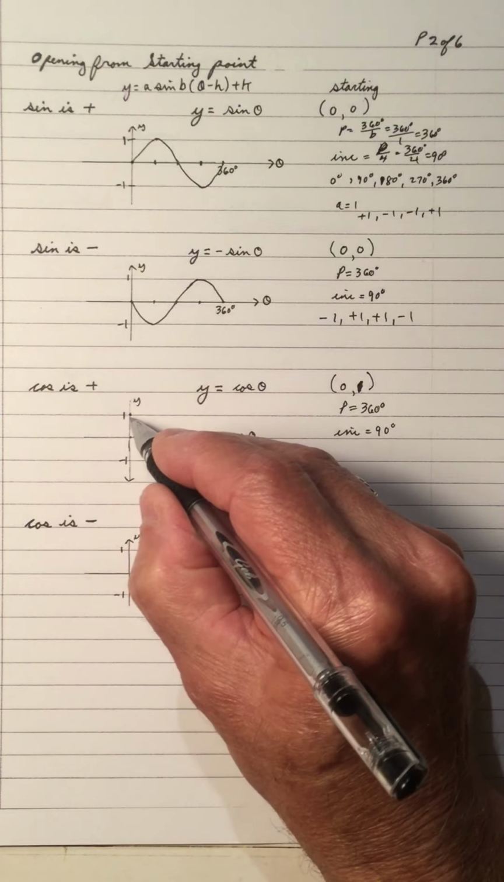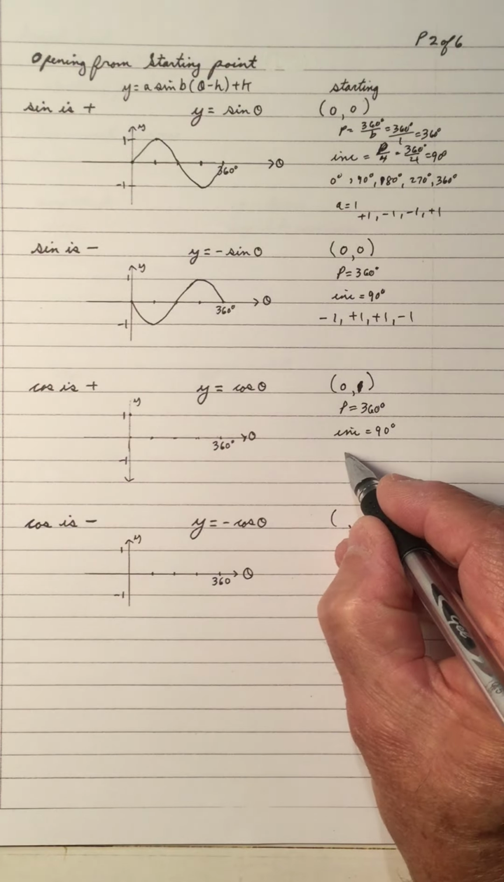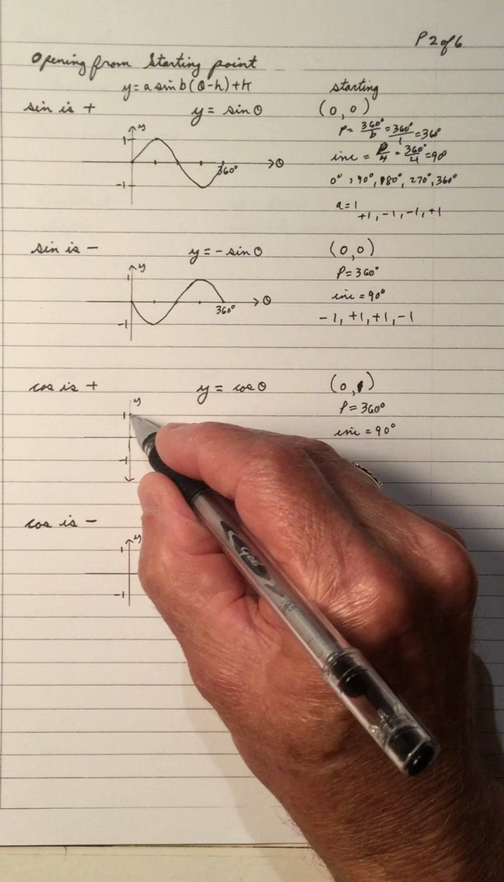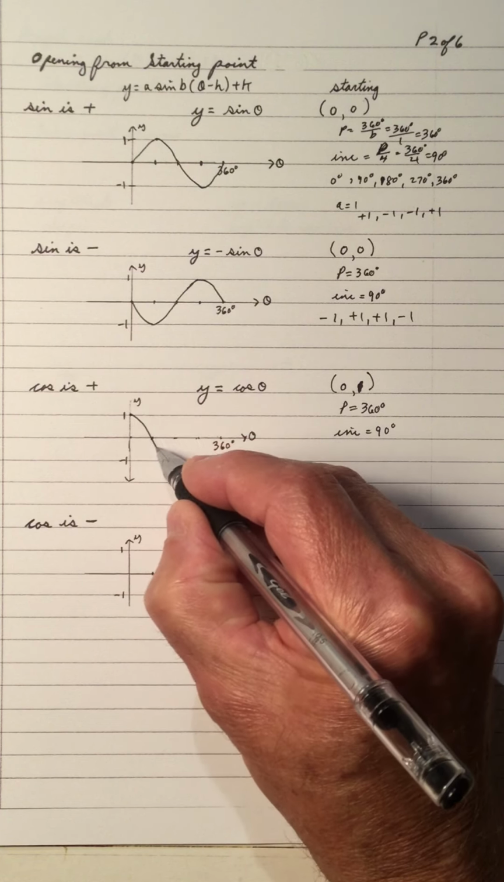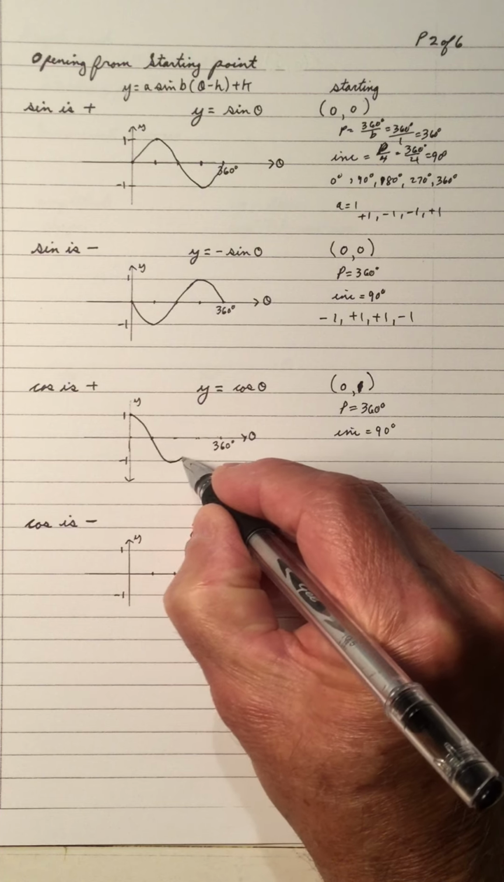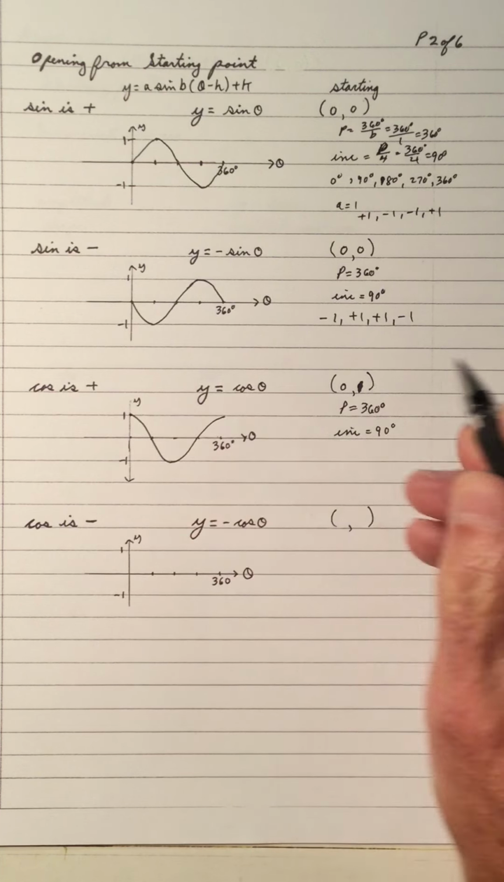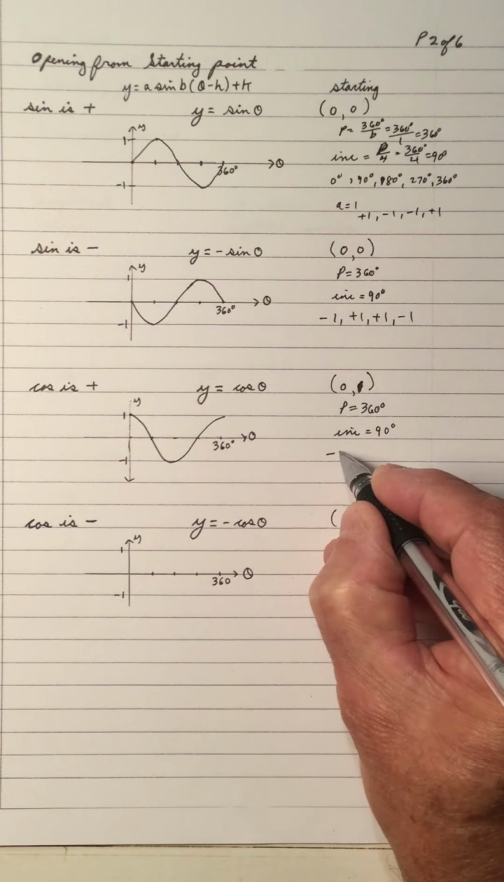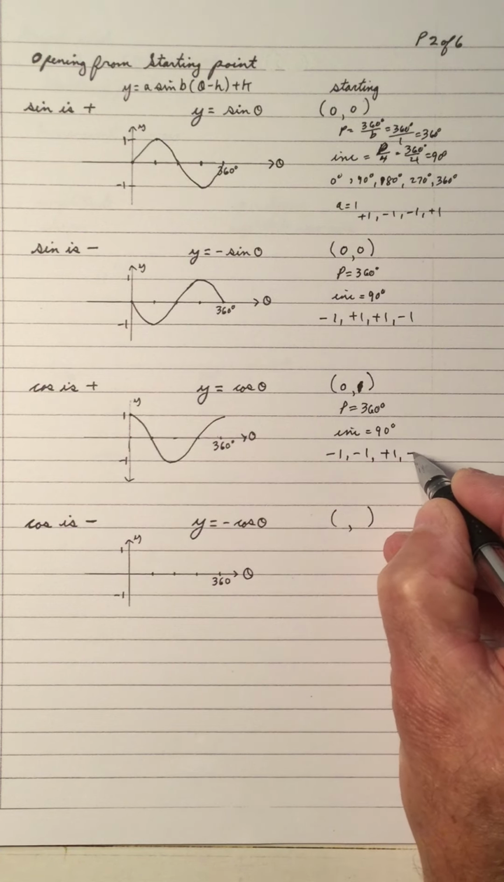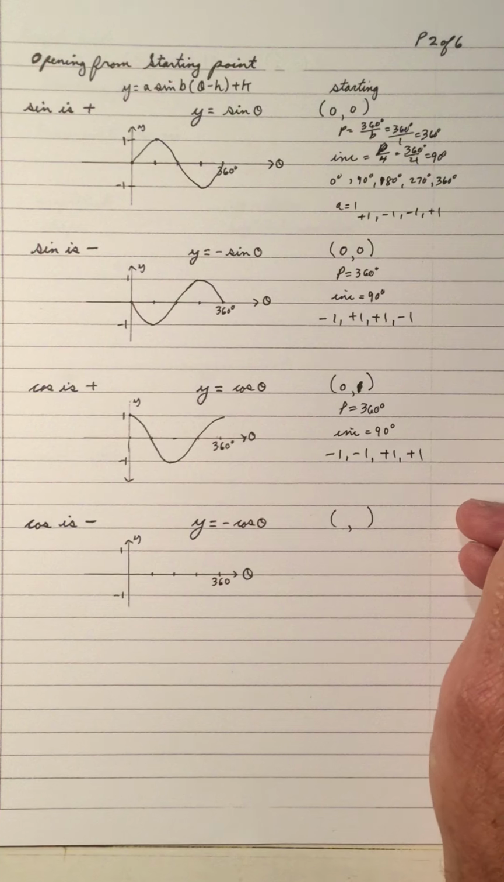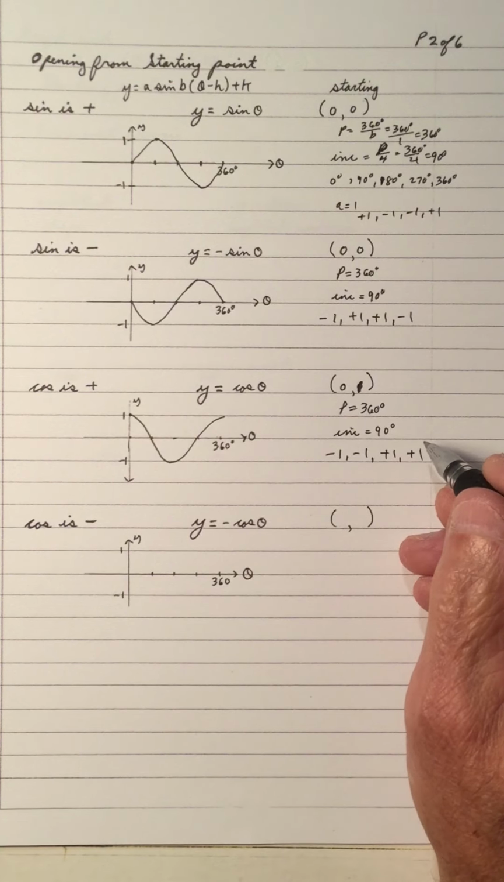And the cos goes, again, with the increment changes, down 1, then down 1 again, and then up 1 and up 1. So the cos goes minus 1, minus 1, plus 1, plus 1 as the increment changes.